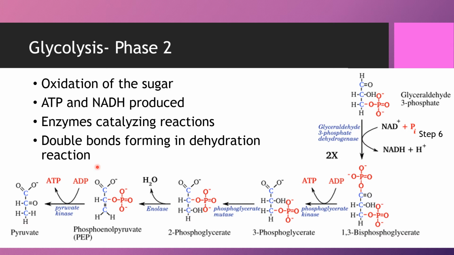The pyruvate is catalyzed by that pyruvate kinase enzyme that we see in the diagram, and this creates those ATP molecules to be sent to the mitochondria to be used in the cell for energy.